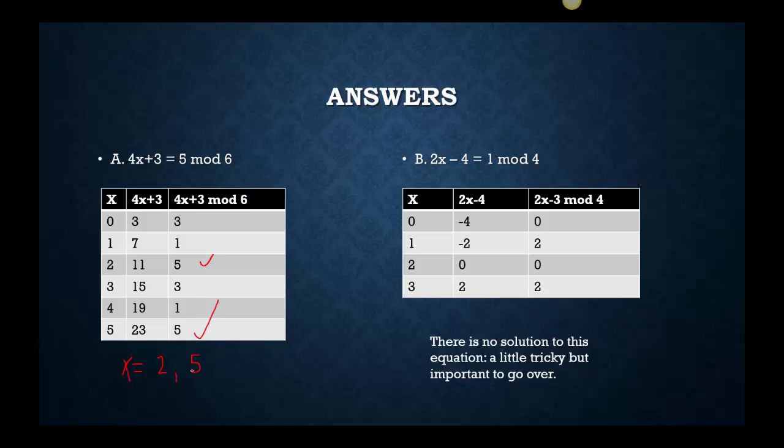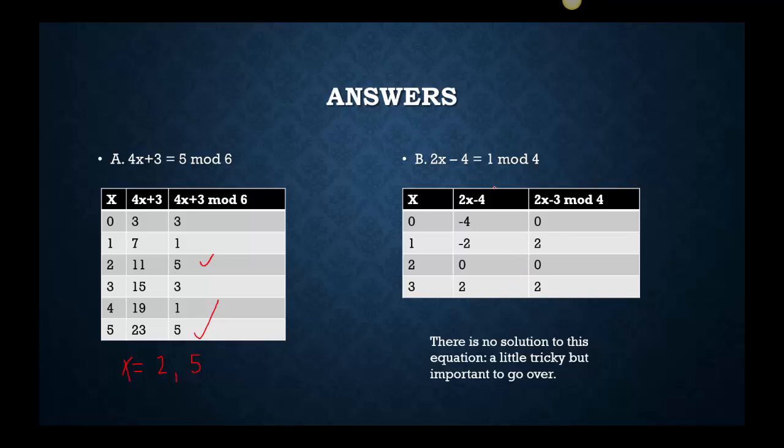The second one, which I think is also interesting, is 2x minus 4 is equal to 1 mod 4. So I have a 0, 1, 2, and 3 because we're in mod 4, and we plug those in and we get negative 4, negative 2, 0, and 2. Like always, I've got to figure those out and simplify them. So negative 4 mod 4, I add 4 to negative 4 and I get 0. Negative 2, I'm going to add 4 to get 2. 0 is not negative, it's not positive, it's just 0. So 0 is 0, and then 2 is 2.